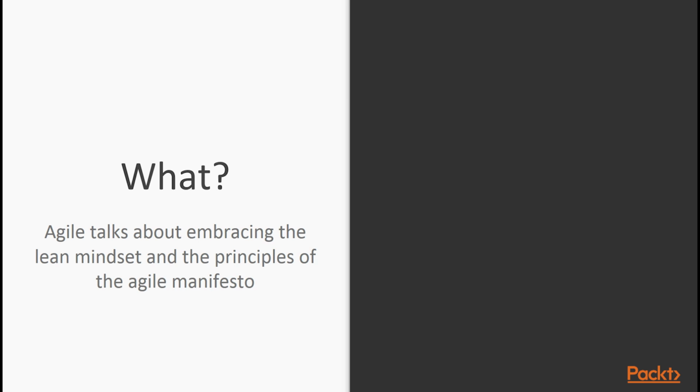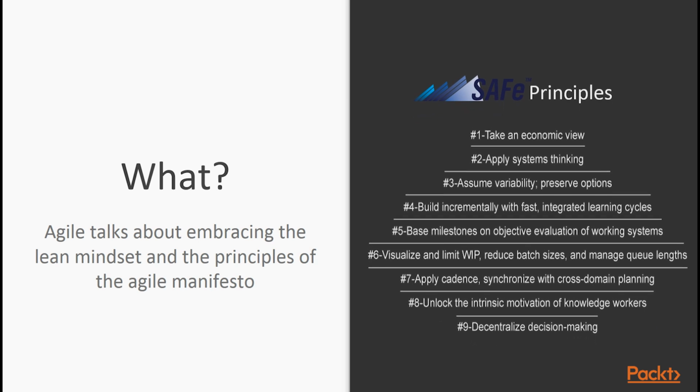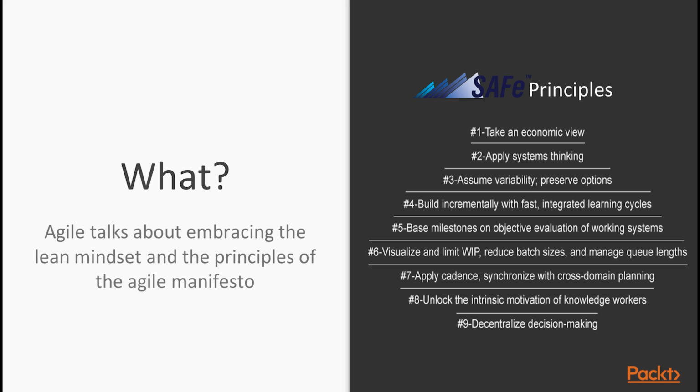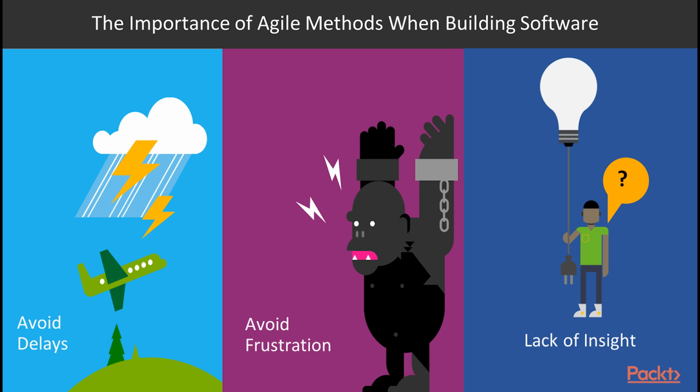So when it comes to the definition of Agile, I like to take the Scaled Agile Framework definition of combining the lean mindset with those principles of the Agile Manifesto. It's important to apply these because in the traditional sense we used to have large delays before releasing over large periods of time, which made software development extremely frustrating.